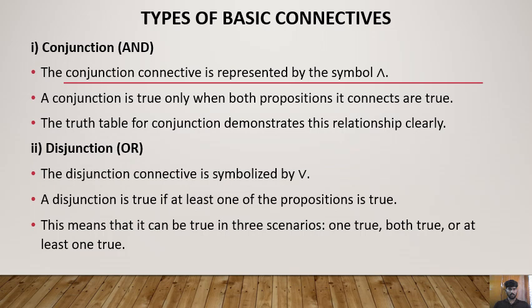Types of basic connectives. Conjunction: the conjunction is true only when both propositions connected are true. The truth table of conjunction demonstrates this relationship clearly. Disjunction: the disjunction connective is symbolized by ∨. Disjunction is true if at least one of the propositions is true. This means that it can be true in three scenarios: one true, the other true, or both true.